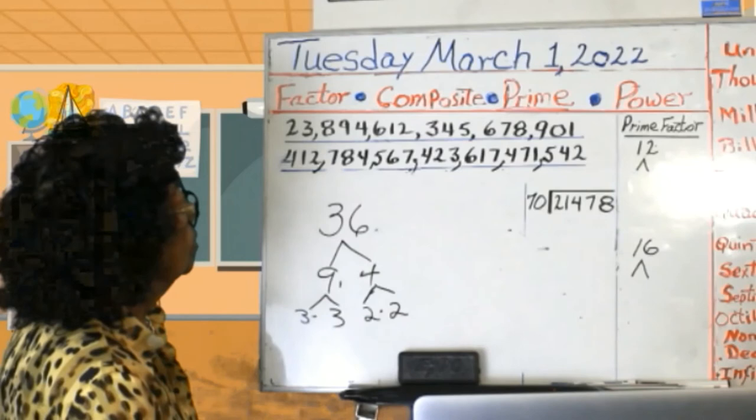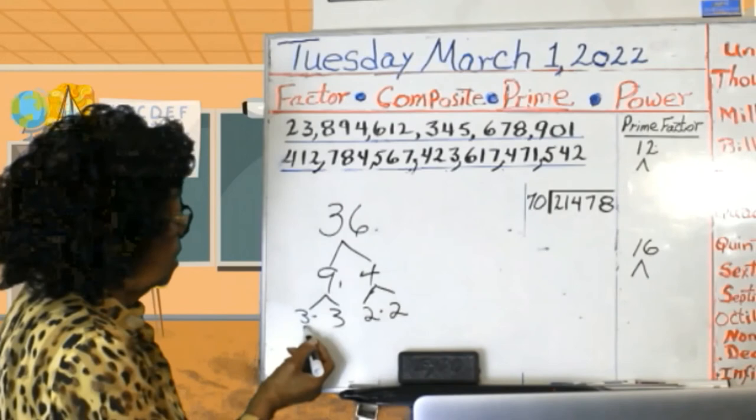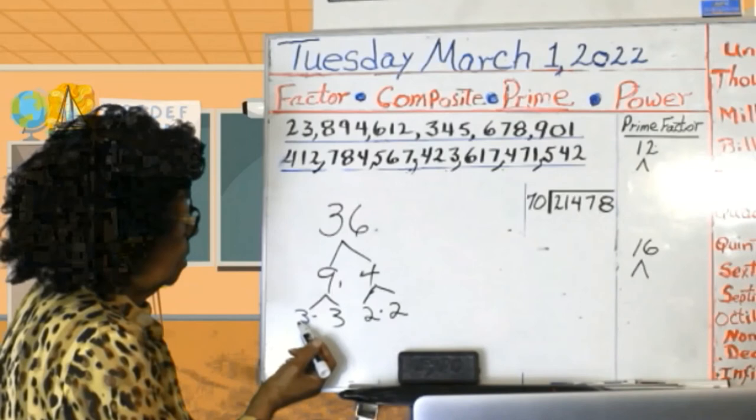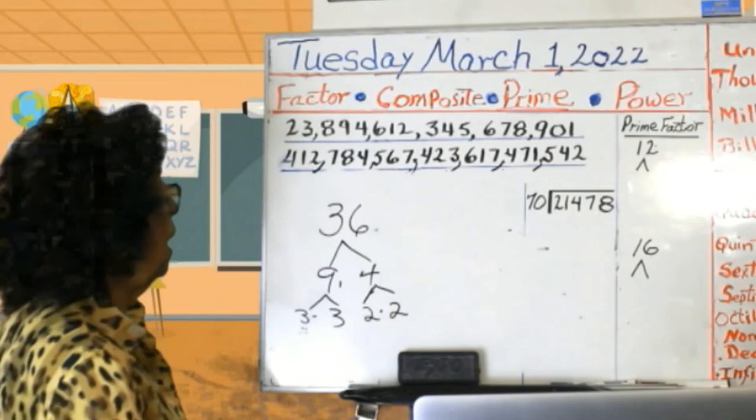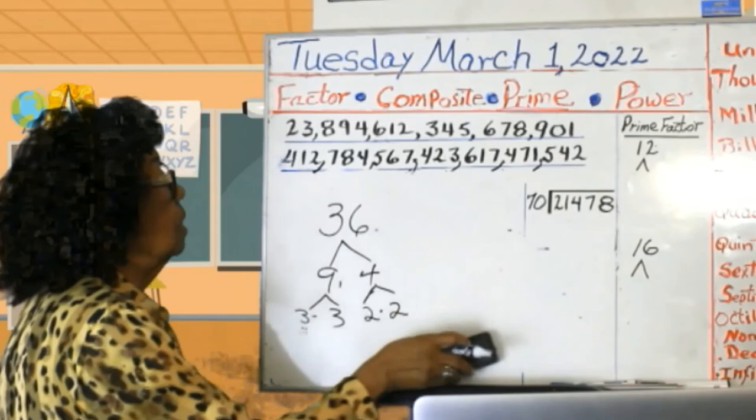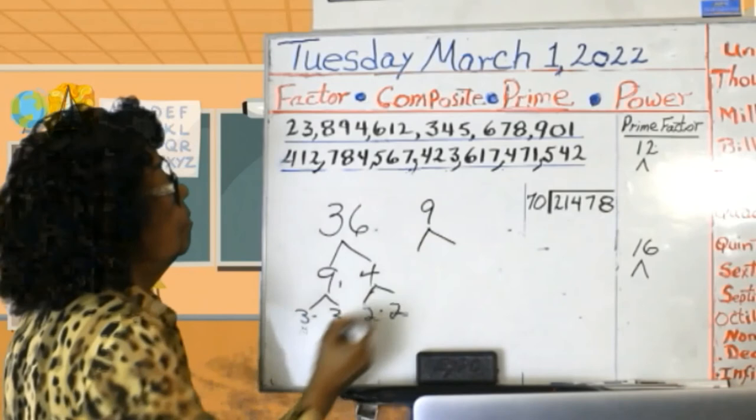Right. So what are the factors? Name the factors. Come on. The prime factors. The prime factors are 3 times 3 and 2 times 2. Right. And so they're not all alike. Let's do a power number then. Something simple. What are the factors that would give you 9?